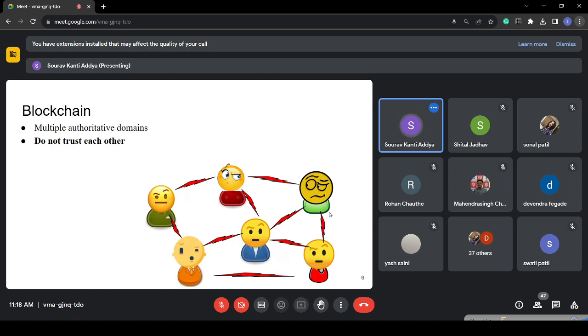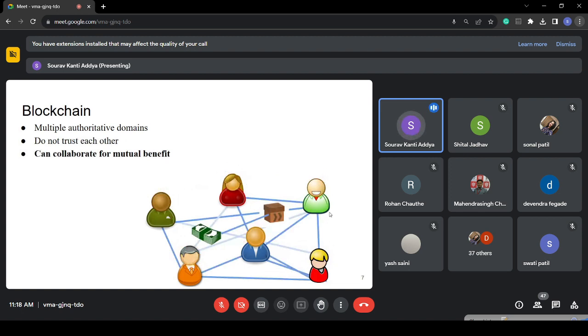Okay, now, they want to collaborate between each other for some mutual benefit. For example, there are three or four shops in the market that have the same type of service, let's say a grocery shop or a taxi service. They want to collaborate for some mutual benefit, but basically they are competitors to each other and they want to gain some profit on the top of the other person.